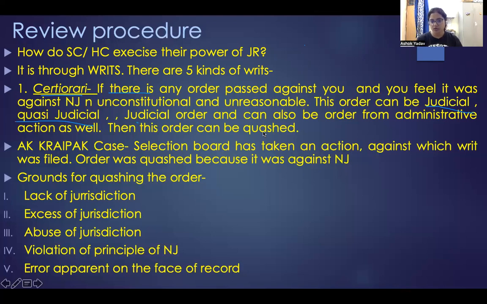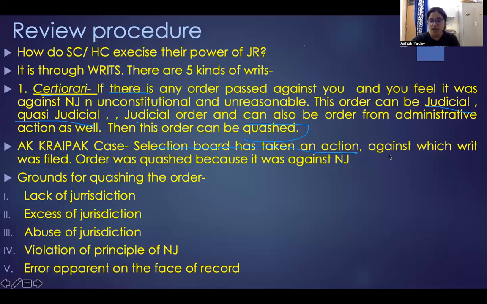So what they're trying to say is that if there is an order passed by a judiciary, quasi-judicial body, or by some administrative body, and the order is unreasonable, unconstitutional, or against the principle of natural justice, then that order can be quashed. Right? Case law under this will be the AK Kripaya case, the facts of which we already discussed in the last class, in which they said that the selection board has taken an action, right?